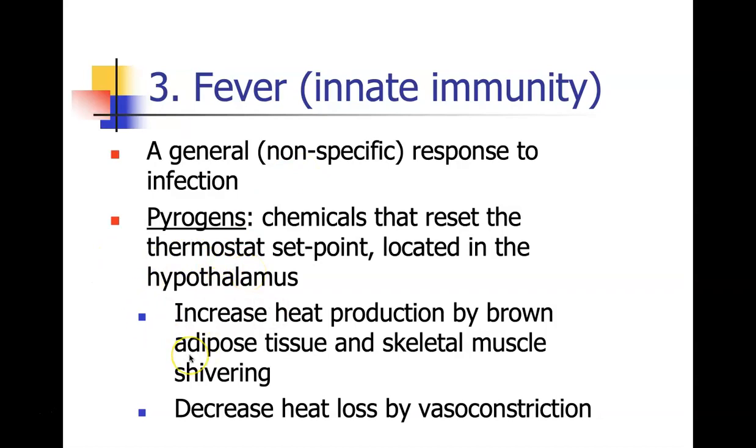So it allows increased heat production by brown adipose tissue and skeletal muscle tissue shivering, and decreases heat loss by vasoconstriction in order to reach a higher set point. So the pyrogens are those chemicals that help us reach and reset that higher set point.